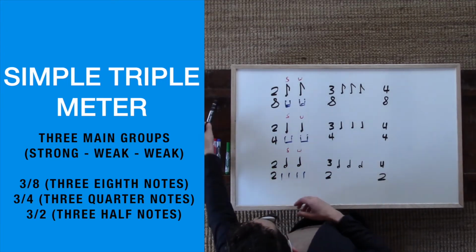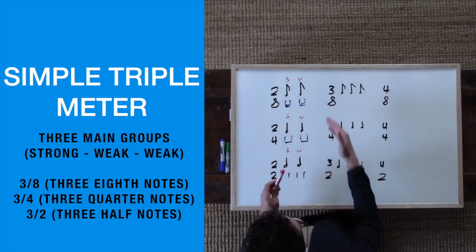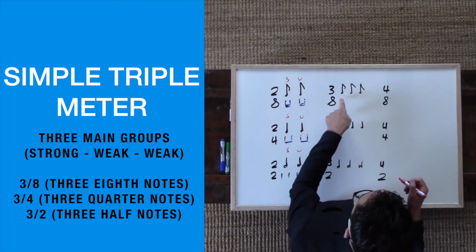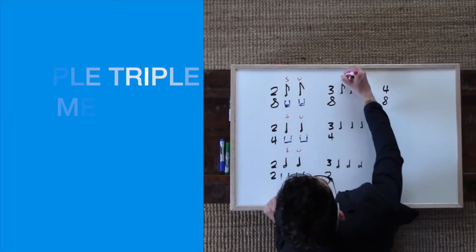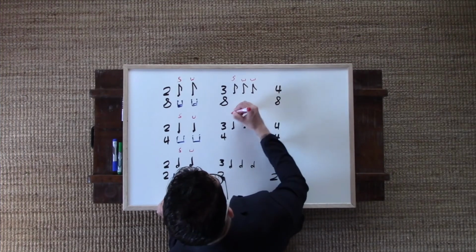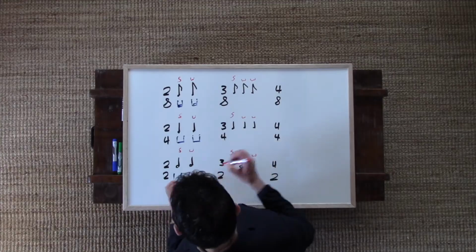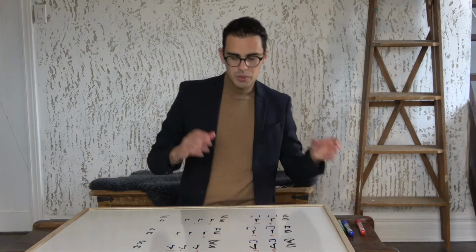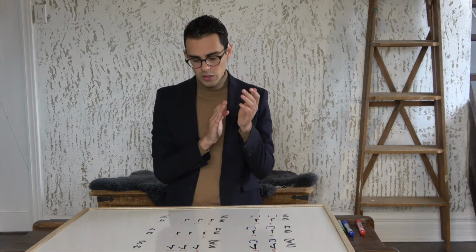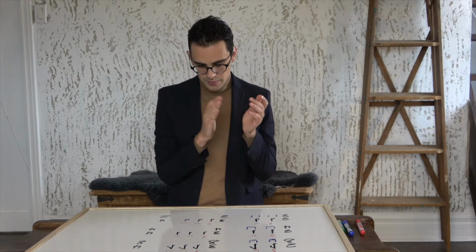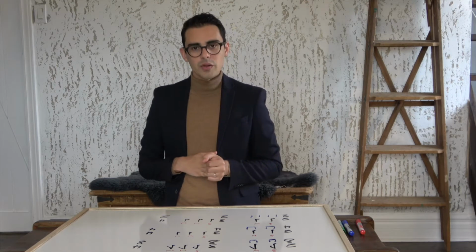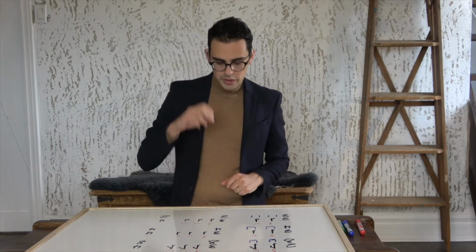Okay, and the beat emphasis for all of these is the same. Strong, weak, weak. Strong, weak, weak. Strong, weak, weak. So that would be strong, weak, weak, strong. That's how that would be emphasized if you're performing these measures.